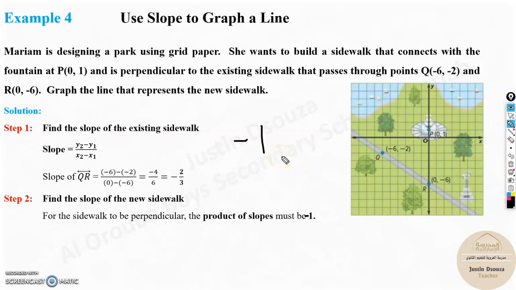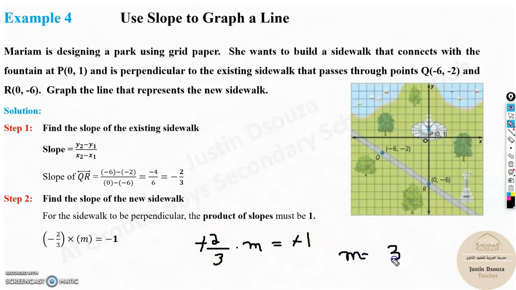So now, what do we know? When we multiply the slopes, it must be -1. We know one slope, so the other slope is unknown. Let's take it as m. Multiply it with -2 by 3, you must get -1. So just solve that. It basically is -2 by 3 times m must be equal to -1. So the signs cancel and this 3 goes to the other side.